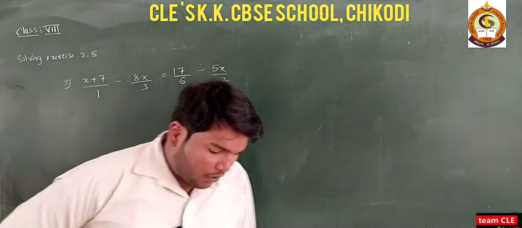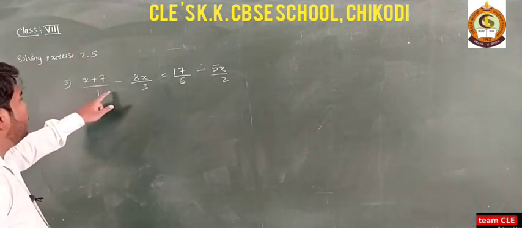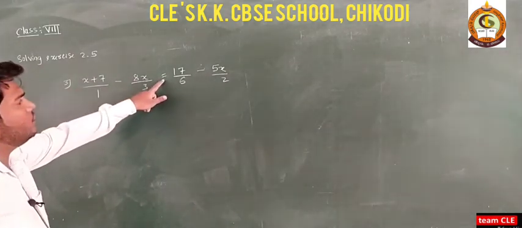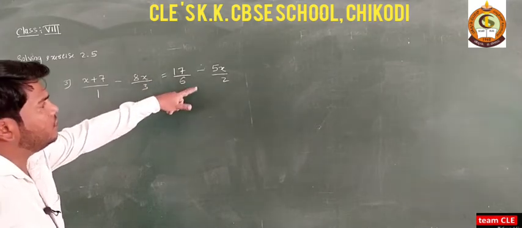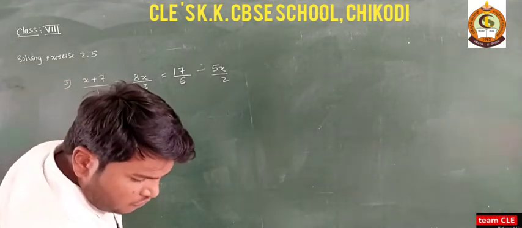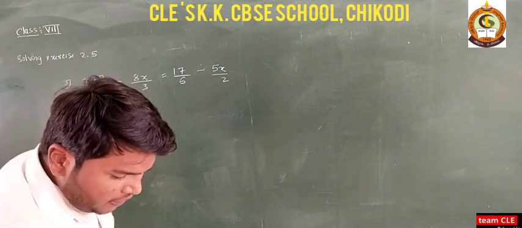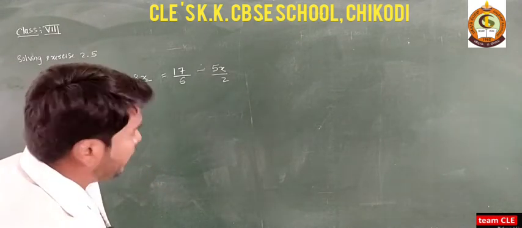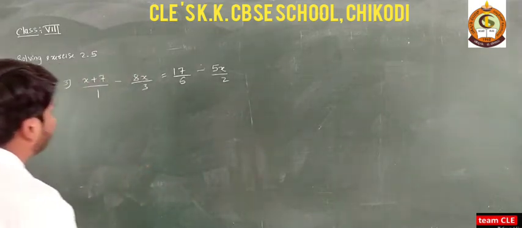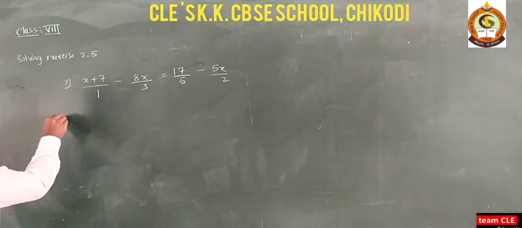I am choosing the third question, that is, (x + 7)/1 minus 8x/3 is equal to 17/6 minus 5x/2. So this is your example. Dear students, see here how to solve this example.